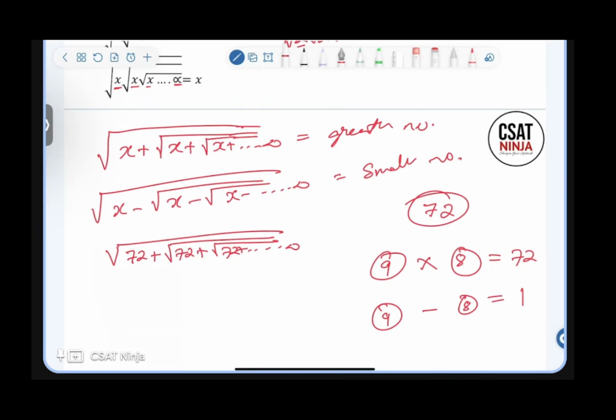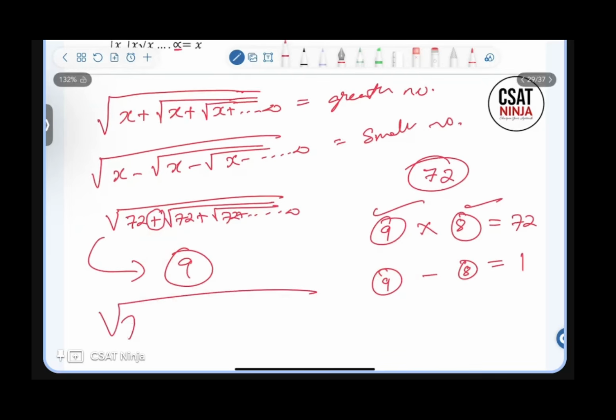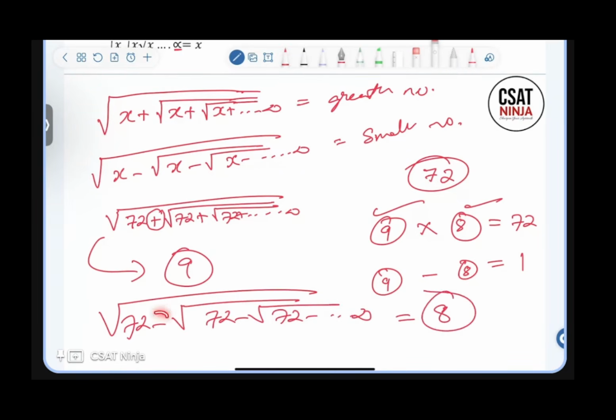So which means I have two numbers here, 9 and 8. But the answer depends on this sign. If you have a plus sign, that means the greater number. So the answer for this one is 9. Why? Because there is a plus sign here, which means the greater number, 9. What if the question was a minus sign there? 72 minus root over 72 minus root over 72 minus and so on till infinity. Then your answer here will be 8. Why 8? Because there is a minus sign here. So if there's a minus sign, the smaller number.